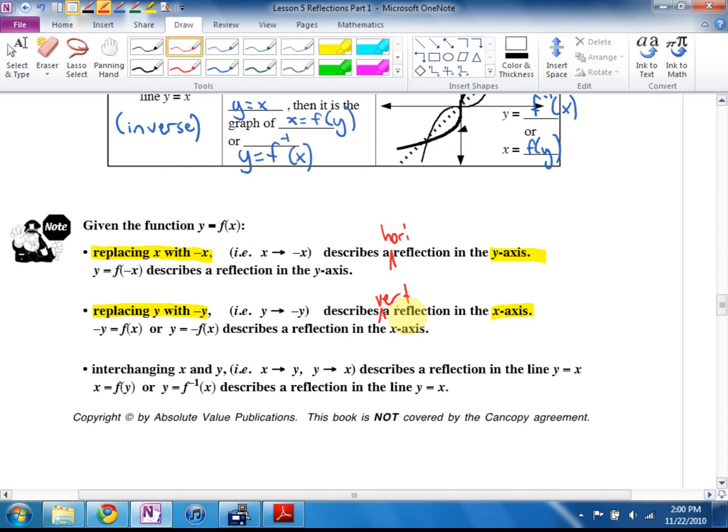Oh, and then interchanging x and y. Inverse. So let's try some. Next page.